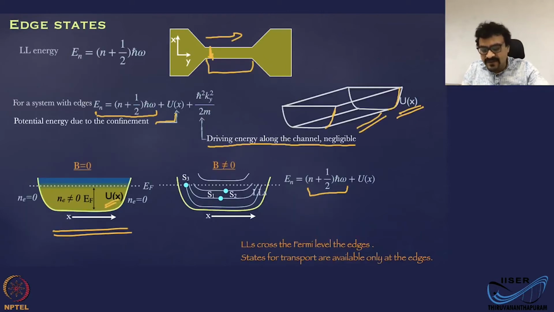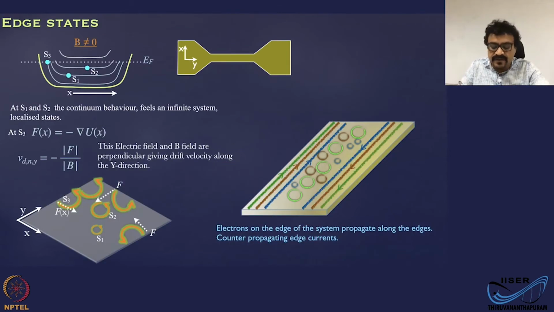So if you go back to the previous slide, these 3 states are marked here also. In this case, for S1 and S2, as we just discussed, the energy is given by this quantization condition. For S3 or any states along this edge, you need to consider this u of x term also. So the S1 and S2 states here are not going to feel any effect of these edges.